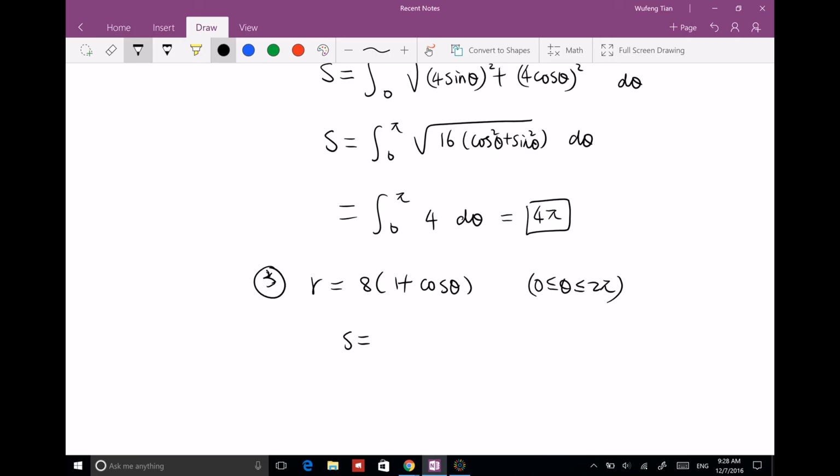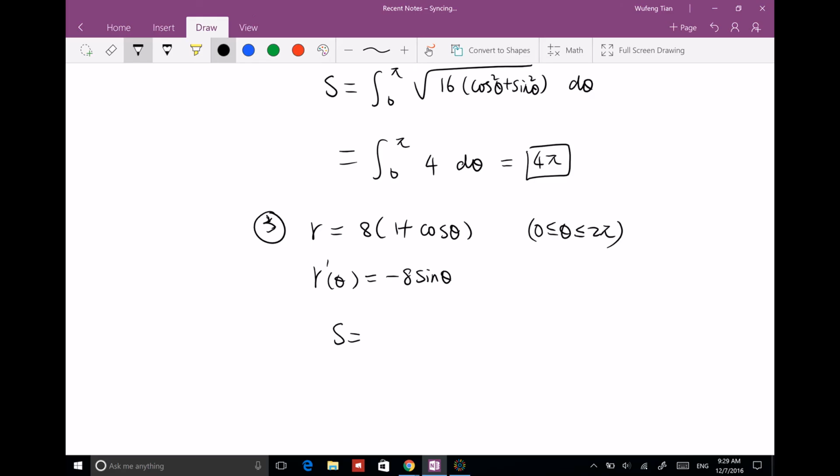Travis, could you please tell me what you got for this one? So is the final answer 32 pi? Very close. Very close, but let's work it out together. So what do you have for the formula S? First we'll look at the derivative, r prime of theta. Take a derivative of r, which is negative 8 sine theta. Okay, then we'll plug into the formula. So, could you please tell me what you got? How do you set up the equation?